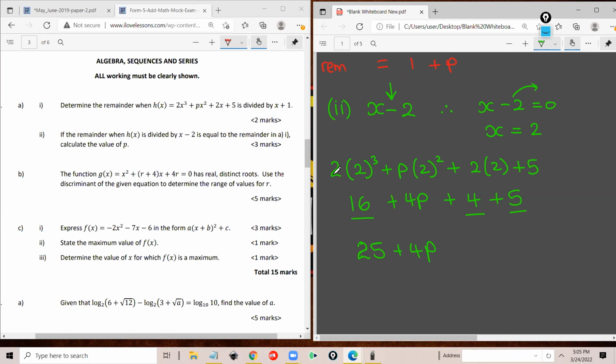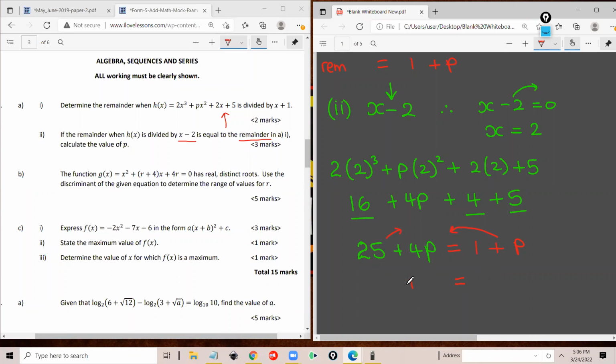Now, according to the question, when you divide it by x minus 2, you just so happen to get the same remainder as in the first part of the question. Remember, in the first part of the question, the remainder was 1 plus p. So all I'm trying to tell you is this expression is equal to this expression. In both cases, you get the same exact remainder. All you have to do now is solve for p, and solving for p is going to be super easy. I'll throw the p's on this side and all the other numbers on that side.